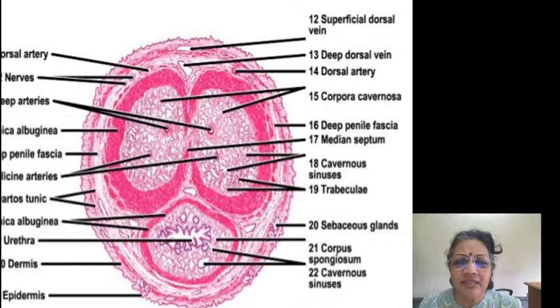A dorsal vein is in the midline, deep dorsal vein, we saw that. Actually it should be called, okay. So this is underneath the fibrous sheath, and there is a more superficial vein which we see just under the skin. And then you have the deep arteries, the two dorsal arteries, left and right. And then you have the two deep arteries. You have nerves just under the skin.